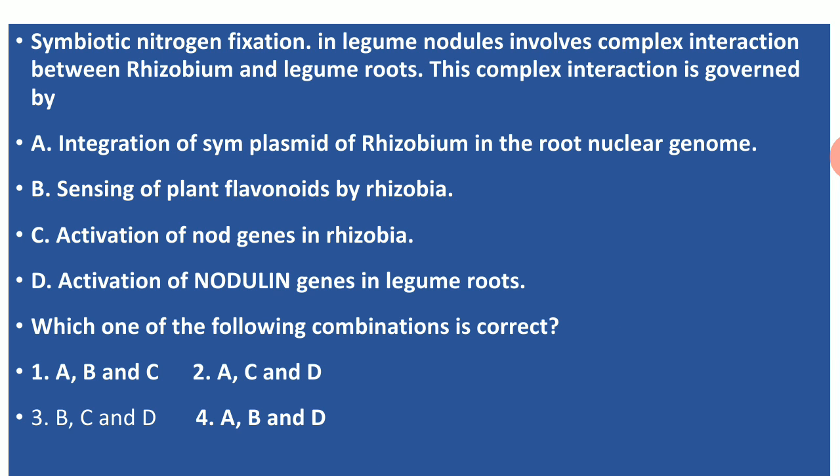Symbiotic nitrogen fixation in legume nodules involves complex interaction between rhizobium and legume roots. This complex interaction is governed by integration of the symplasmid of rhizobia in the root nuclear genome. That never happens. So A is incorrect. Sensing of plant flavonoids by rhizobia, correct. Activation of nod genes in rhizobia, again correct. Activation of nod genes in legume roots, again correct. So the answer is the third one, B, C and D.